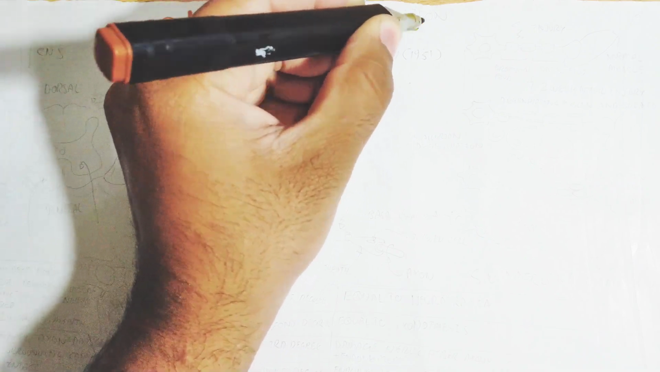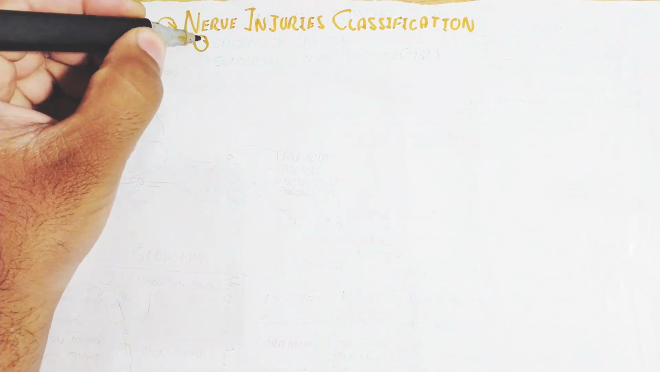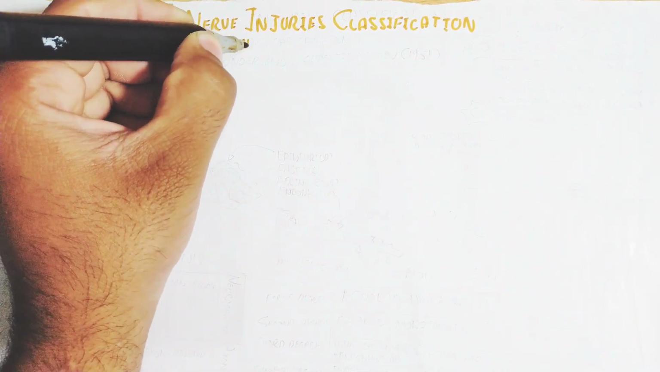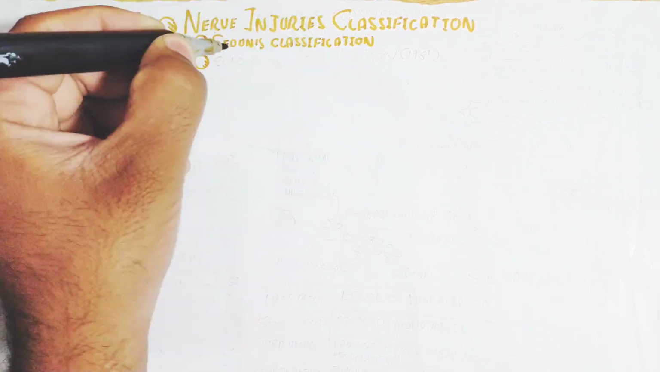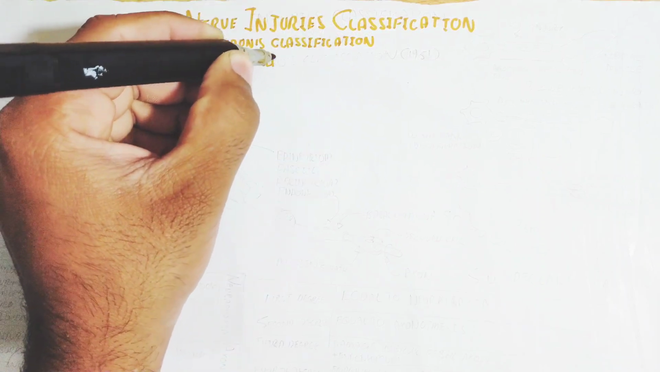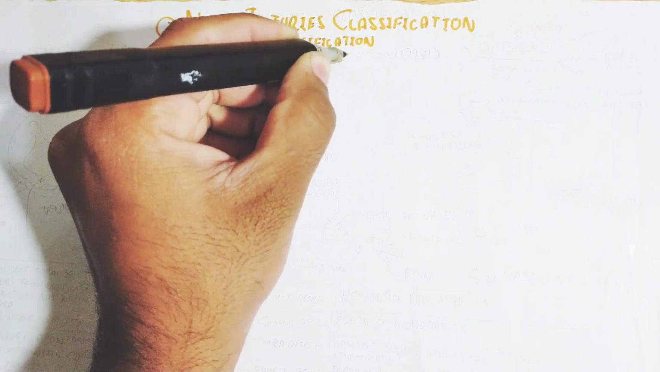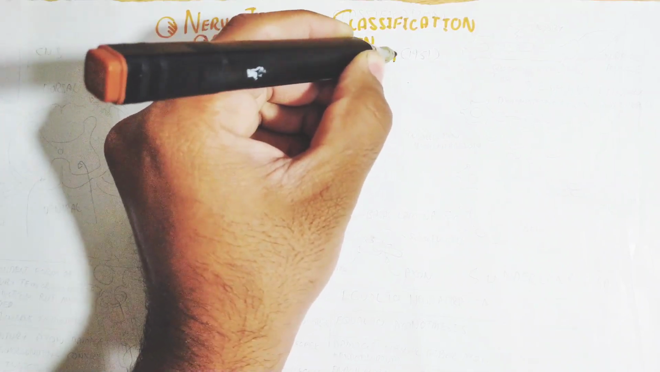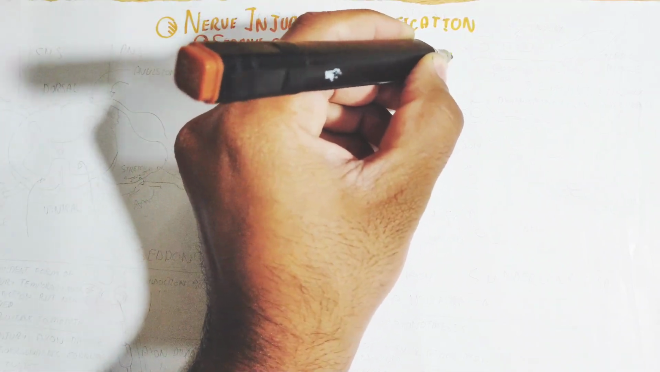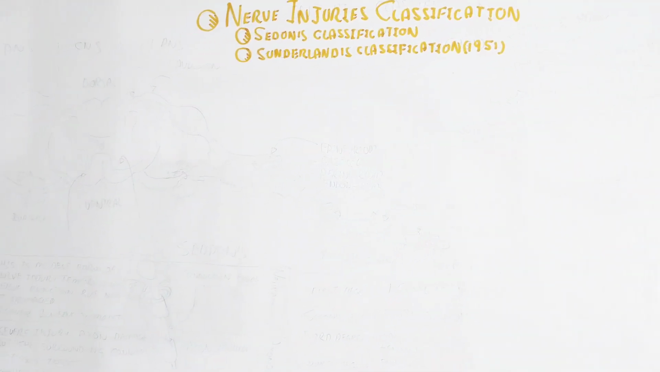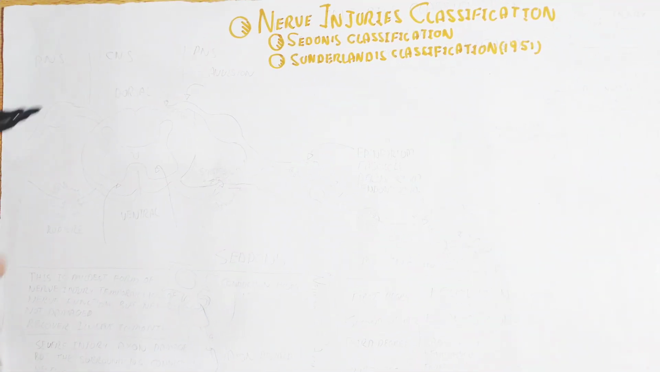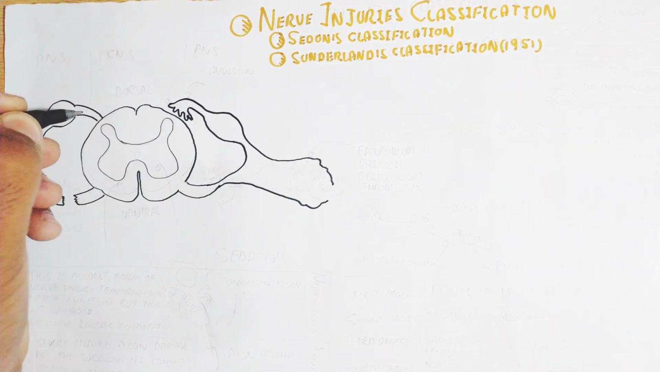In this video, we will understand nerve injuries, the classification of nerve injuries. We will discuss Seddon's classification and Sunderland's classification. In 1951, he classified nerve injury. First of all, we need to understand the central nervous system, the peripheral nervous system, the spinal cord, and where the injury can be possible. So let's understand that.